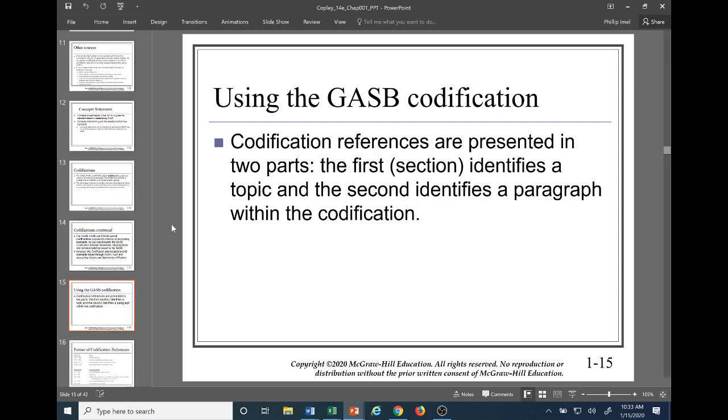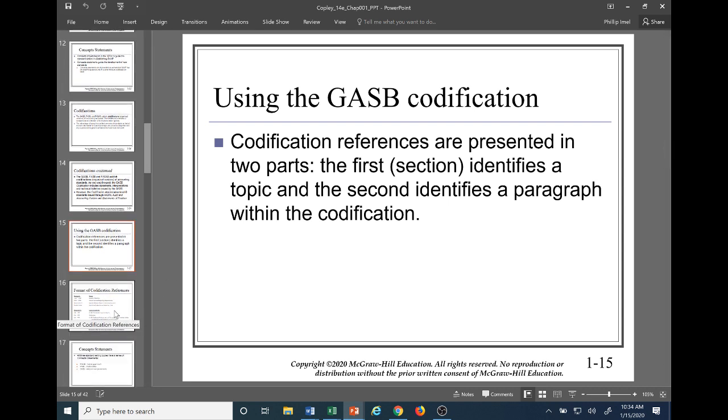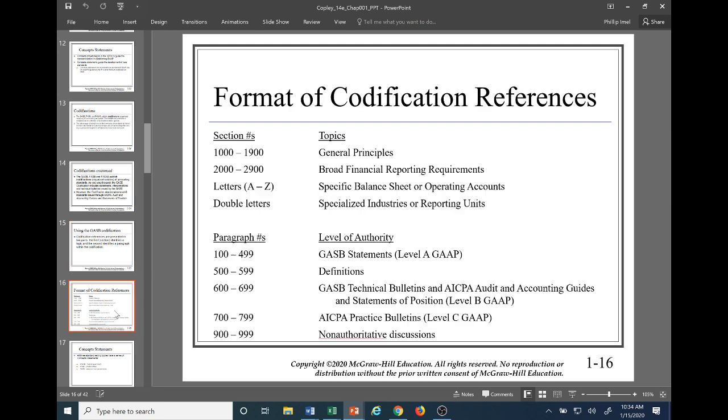So how do we use the GASB codification? It's broken into two parts. The first section is going to identify a topic, okay? The second is going to identify a paragraph within the codification. So it's broken into two parts, and we'll see that right here. So two parts, topic and then a paragraph. So let's just take a look here for just a second. That's how the format of it is set up.